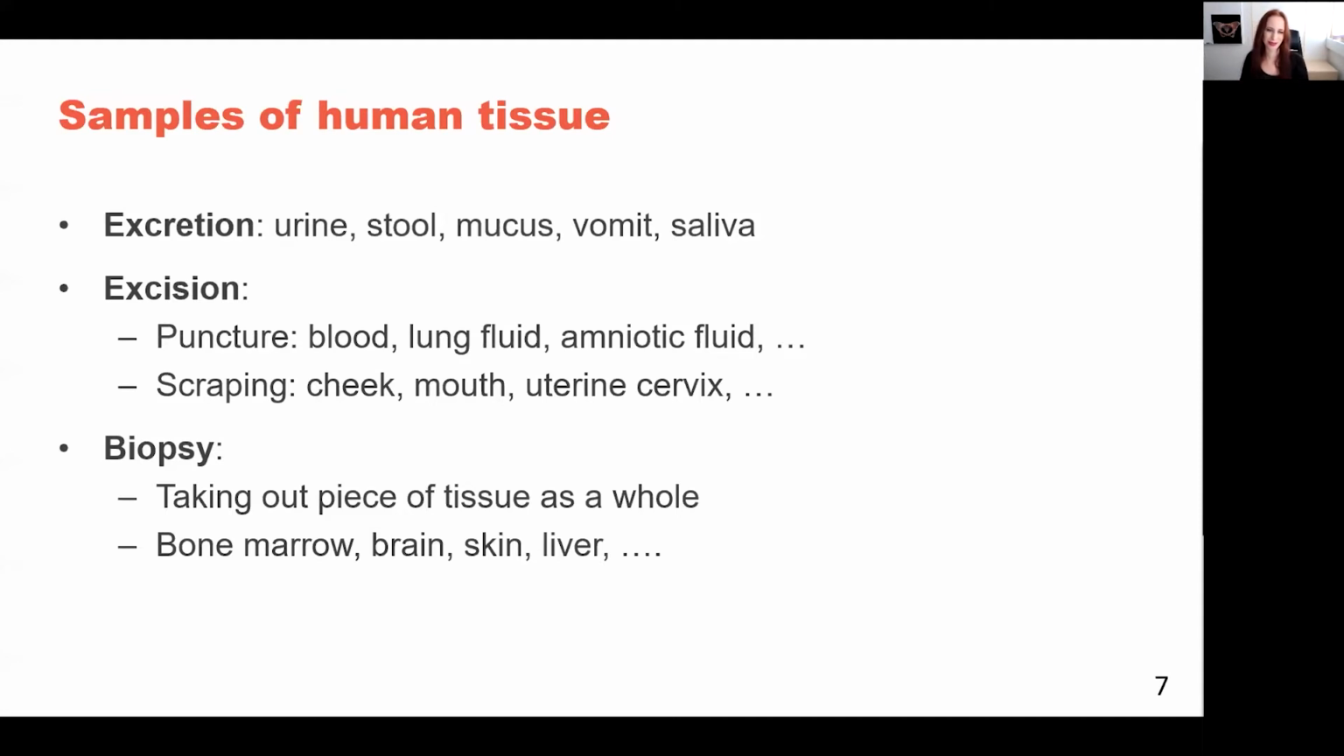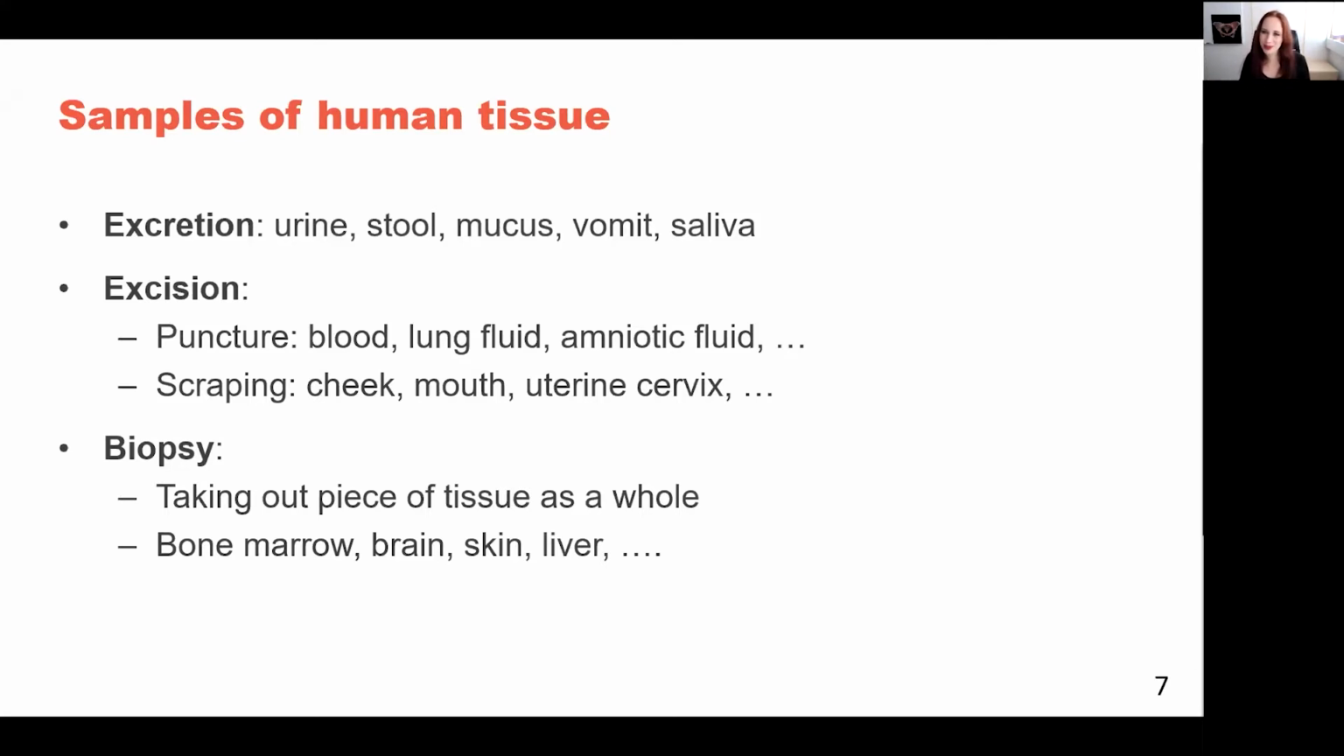So the first way to get access to medical tissue from people is actually through excretion. This is maybe not the tastiest topic, so I hope you're not having lunch right now. But you can collect urine, stool, mucus, vomit, saliva, all of these sort of things that naturally already should be kind of excreted by your body, right? So this does not involve any cutting or puncturing typically.